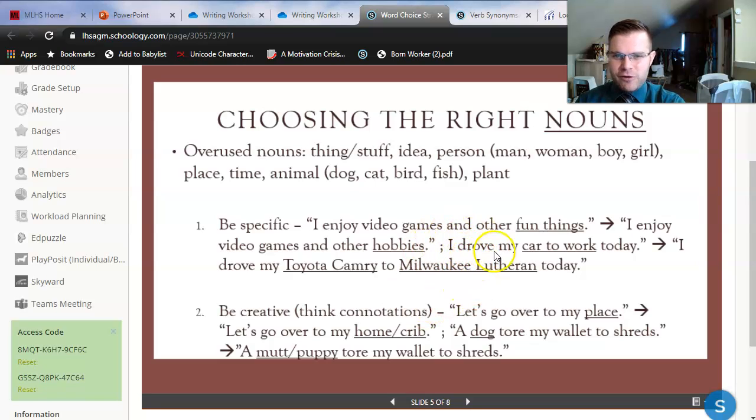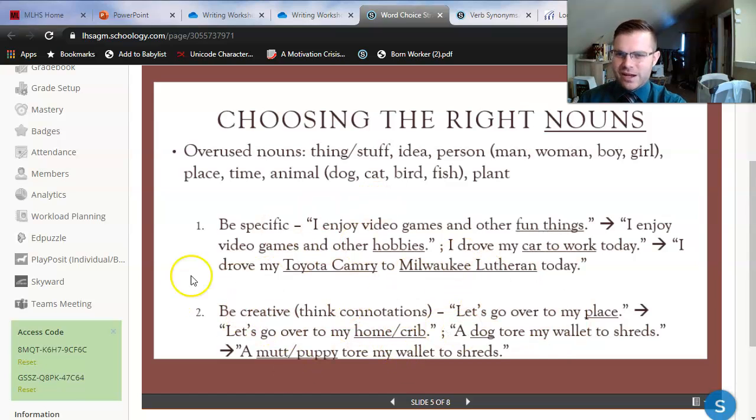Another example, I drove my car to work today. Two words there that are rather unclear. First of all, what kind of car? Second of all, where's work, right? I drove my Toyota Camry, that's my car, to Milwaukee Lutheran today. That's my work.